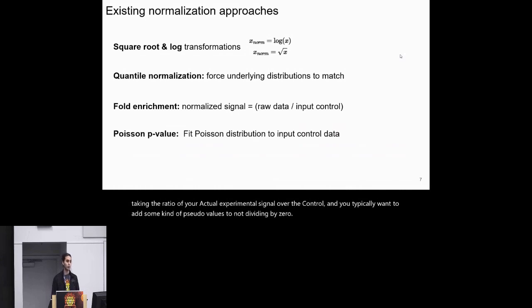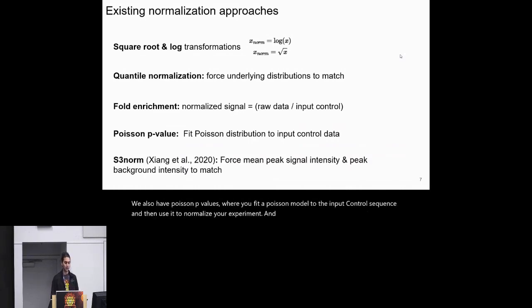We also have Poisson p-values, where you fit a Poisson model to the input control sequence and then use it to normalize your experiment. And then finally, we have something like S3norm, where you look at common peak and common background regions across all of the experiments that you're comparing, and then you learn an exponential transformation, which forces the mean signals within these common regions to be the same.